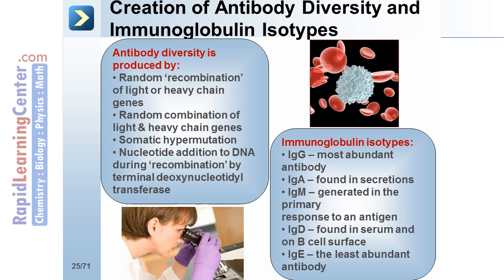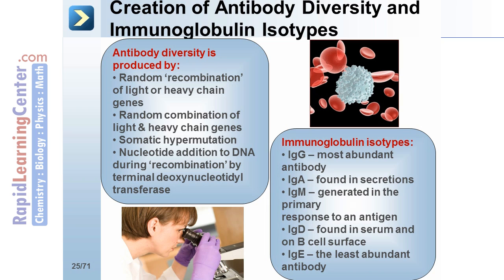IgG is the most abundant antibody. It is a significant player in the secondary antibody response, and it acts to fix complement, opsonize bacteria, neutralize viruses and bacterial toxins, and IgG does cross the placenta.